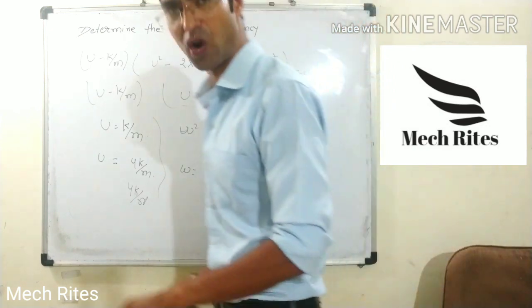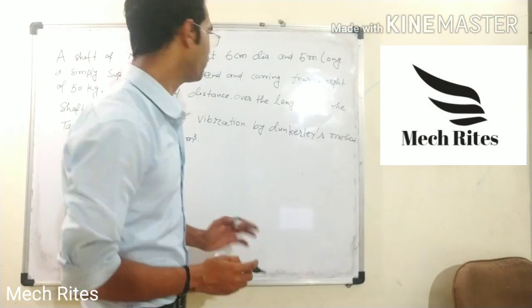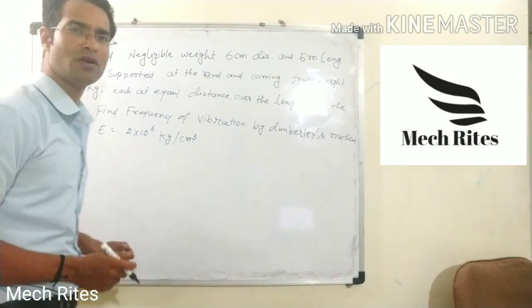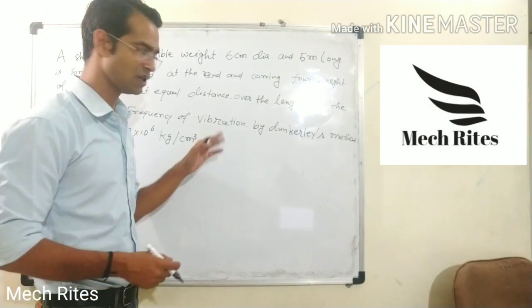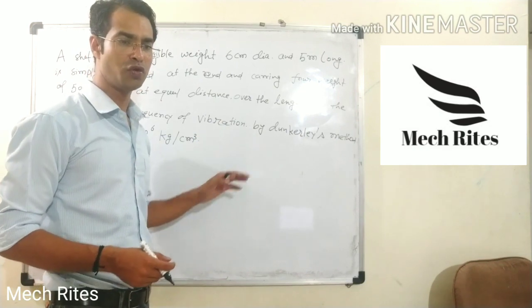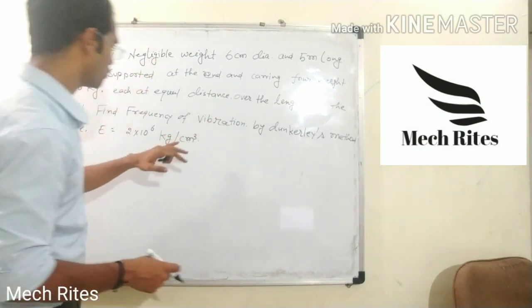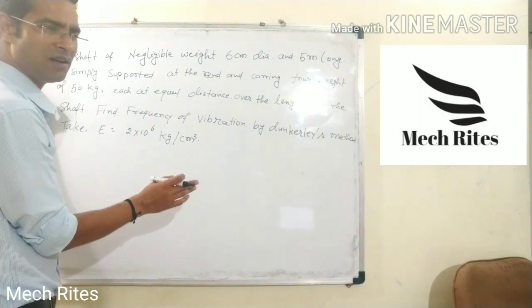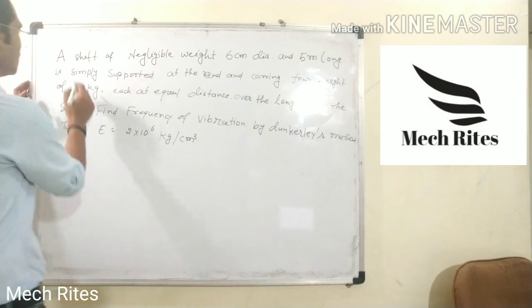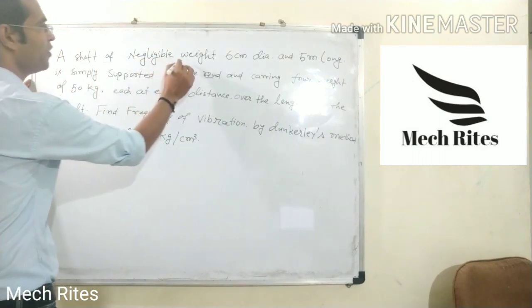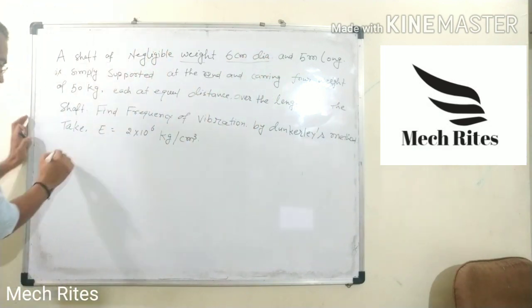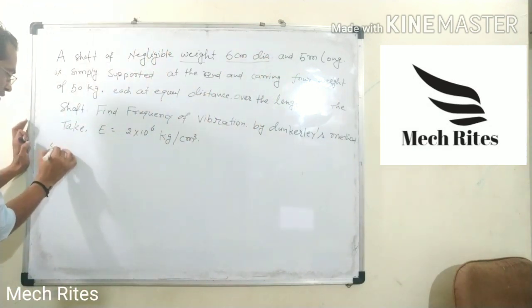Now come to the next point. Students, we have one question on Dunkerley's method, and it is a very important question, because in the JDU this question was once asked, and in the KU 2008 also such types of questions were asked. The question is not very difficult, it's a very easy question. The question is: a shaft of negligible weight, its diameter is 60 centimeter. So how to solve it?